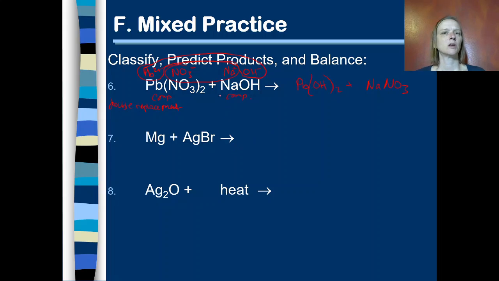I've classified, I've predicted my products, but I also need to balance. So I'm going to need 2 sodium nitrates to balance out the nitrates, and now I need 2 sodium hydroxide so that I have the 2 sodiums and the 2 hydroxides. Go ahead and pause the video and try to reason through 7 and 8, and then we'll go through them.